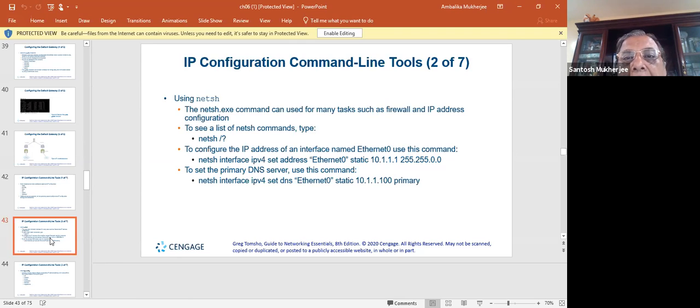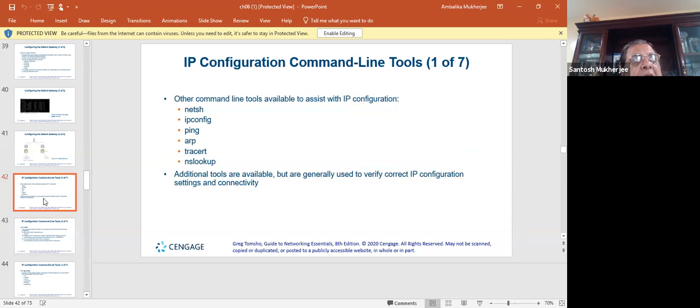So IP configuration command line tools: the netsh command can be used for many tasks such as firewall and IP address configuration. As I said, when you use certain commands to configure the IP address, that is not done by common people. The configurations are usually done by network people. Suppose some of you become a network engineer, then you have to do this. You have to use certain commands to configure the IP address. So you use netsh, ipconfig, ping, arp, tracert, nslookup.